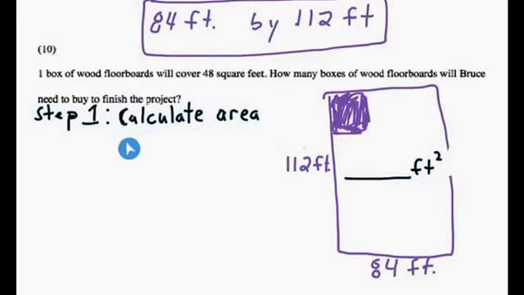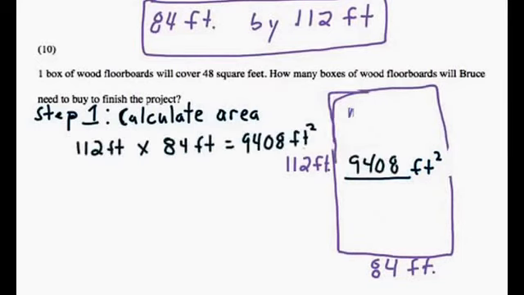Step 1 in doing that would be to calculate the area. We need to know the total number of square feet inside the store. We can see that to calculate the area, 112 times 84 gives us 9,408 square feet. Now they're going to start covering that space with wood floorboards. So 1 box would cover a fraction. And then they're going to need another box. And so we're sharing this area with groups of 48 square feet.